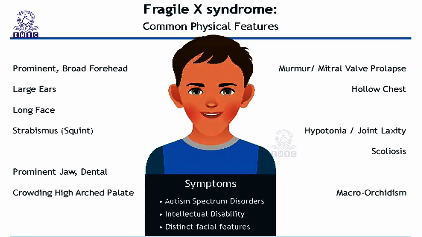Common features of fragile X syndrome are a prominent broad forehead, large ears, long face, strabismus, prominent jaw, dental crowding, high arched palate, mitral valve prolapse, hollow chest, hypotonia, scoliosis, macroorchidism. Symptoms can include autism spectrum disorder, intellectual disability, and distinct facial features.